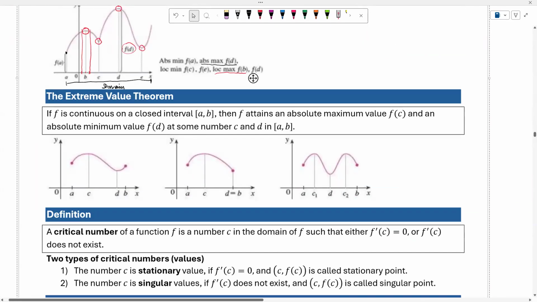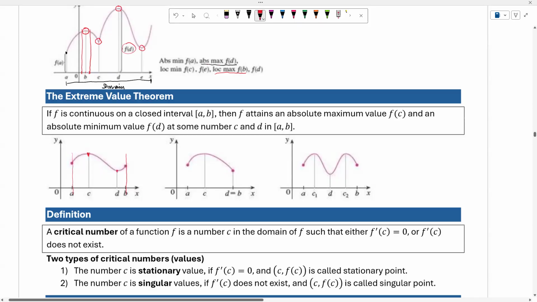Then the next theorem I would like to talk about is the extreme value theorem. If f is continuous on a closed interval [a, b], and it must be a closed interval, then f attains an absolute maximum value f(c) and also an absolute minimum value f(d) at some numbers c and d in [a, b]. So if you have a closed interval, you are guaranteed to be able to find the absolute maximum and minimum.